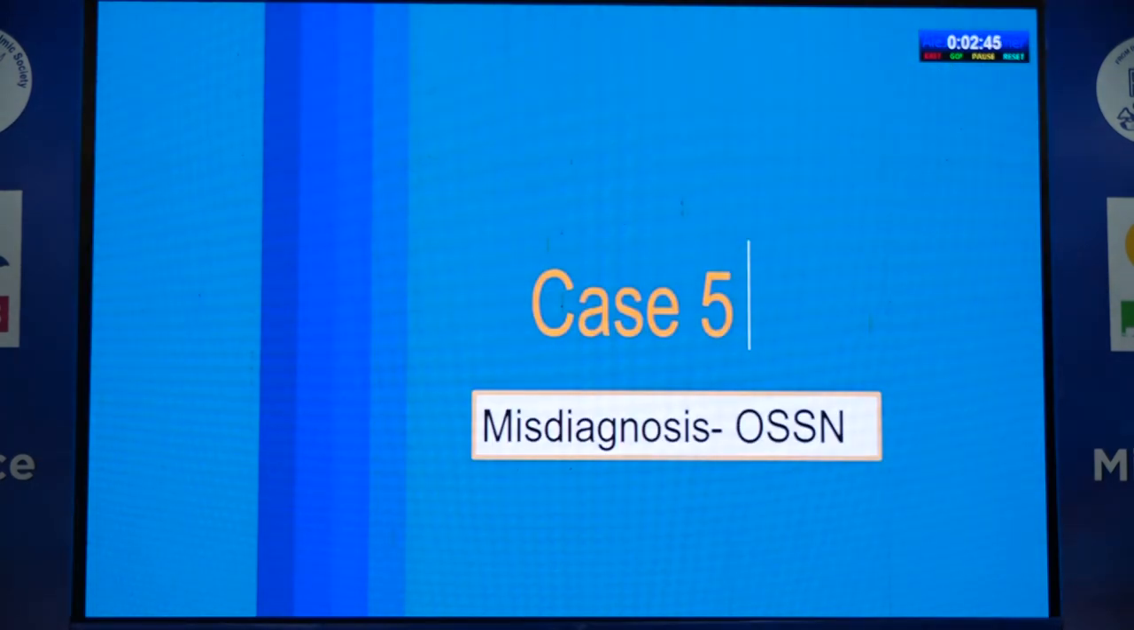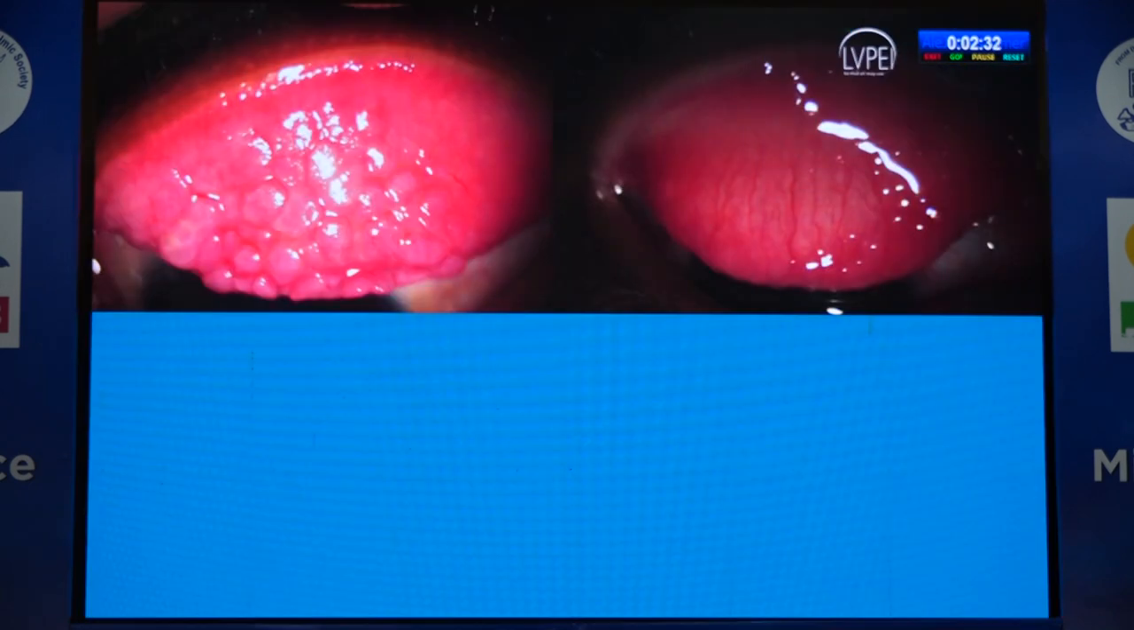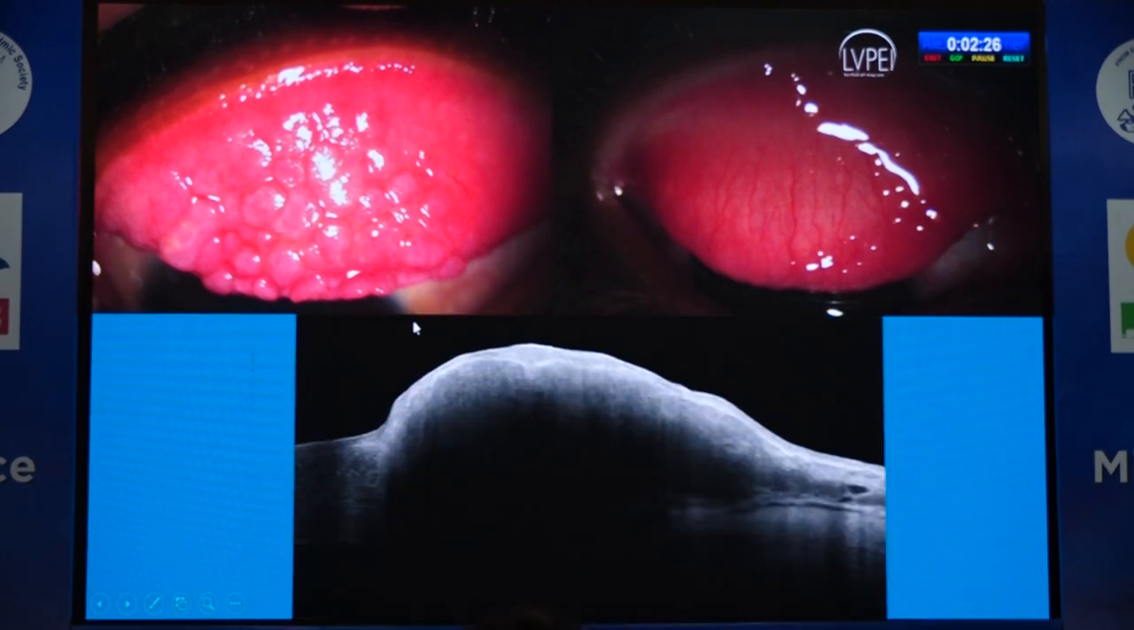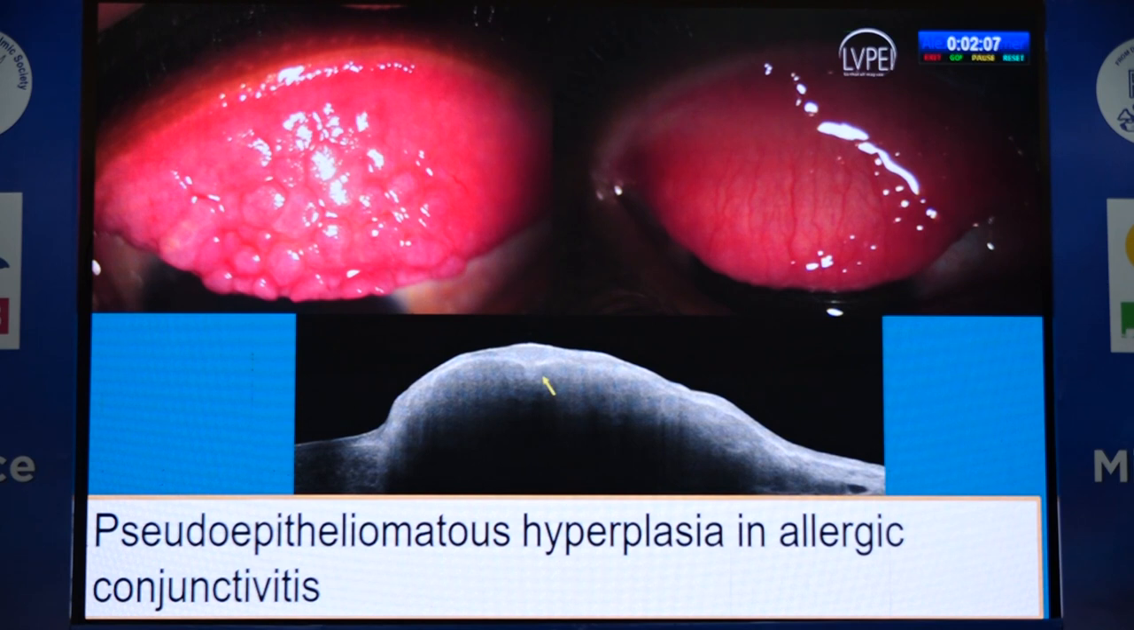Again, referred to us as OSSN, but this is a young patient with bilateral lesions, bilateral gelatinous limbal masses, and a history of itching with eye surface mass since 3 months. On everting the upper eyelid, this is what we see: cobblestone papillae. And this is the associated picture where you see a predominantly subepithelial lesion, with epithelium dipping into the lesion, which is typical of pseudoepitheliomatous hyperplasia. So this was a case of pseudoepitheliomatous hyperplasia in allergic conjunctivitis.